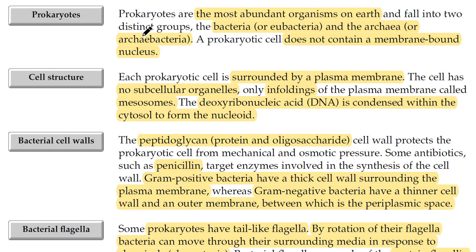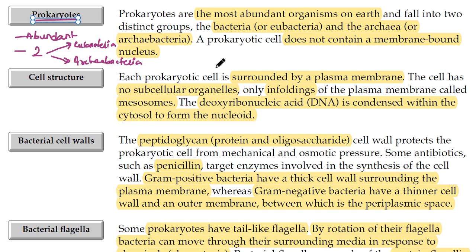So let's begin. These prokaryotic organisms are the most abundant organisms on earth, and they are divided into two distinct groups. What are the two distinct groups? One is bacteria, also known as eubacteria, and the other is archaea, also known as archaeobacteria.